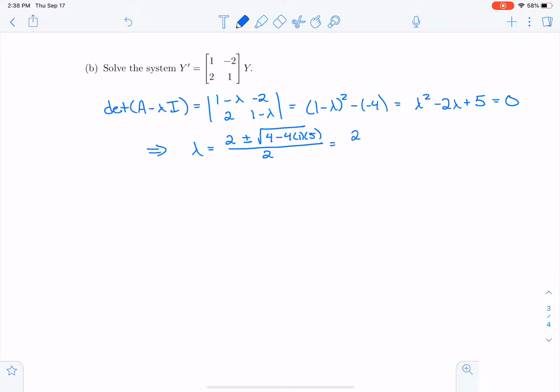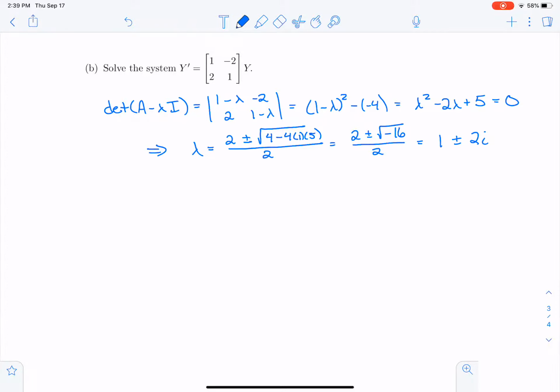So that's 2 plus or minus the square root of 4 minus 20, which is negative 16, and then we're going to divide by 2. So that's actually 1 plus or minus i times the square root of 16, which is 4, and then divided by 2 is 2. So essentially that's 1 plus or minus 2i. And so we can see that our eigenvalues here are complex. So let's see what we get when we're dealing with complex eigenvalues.